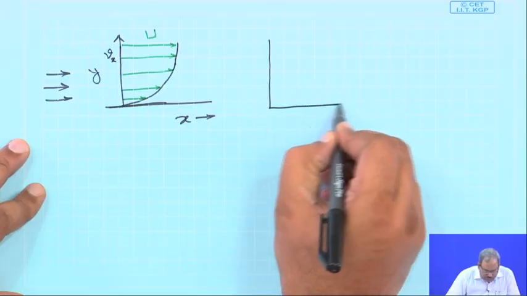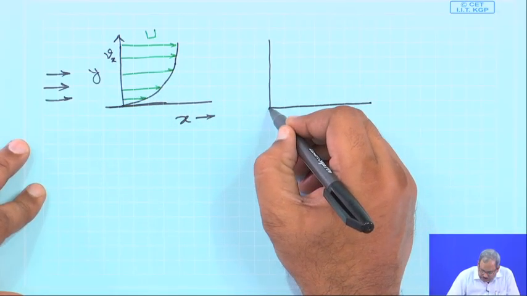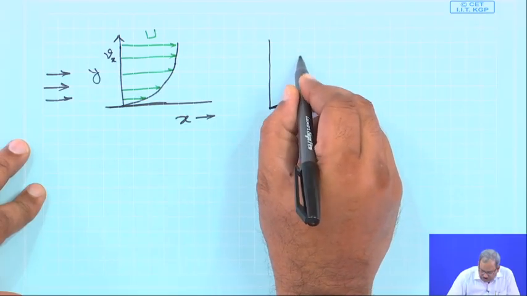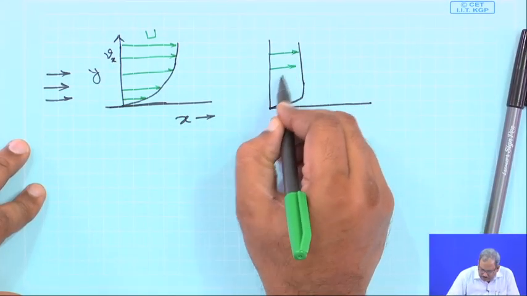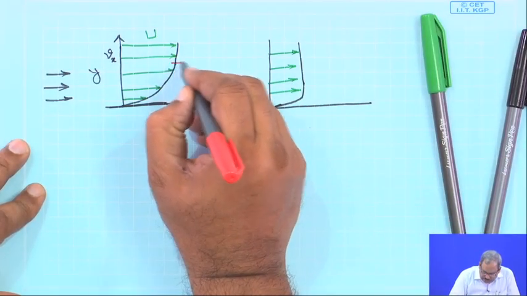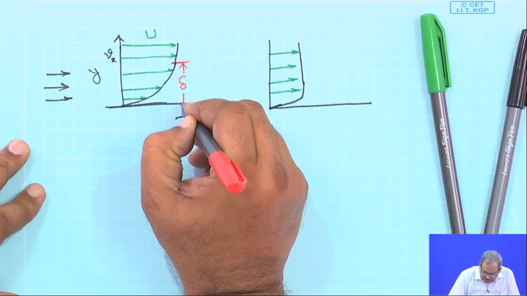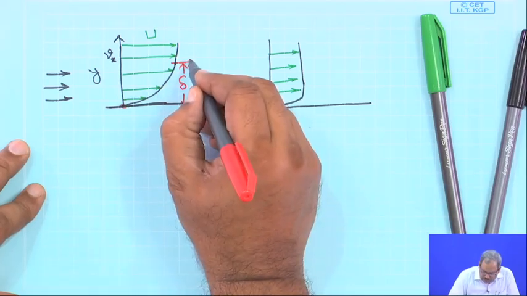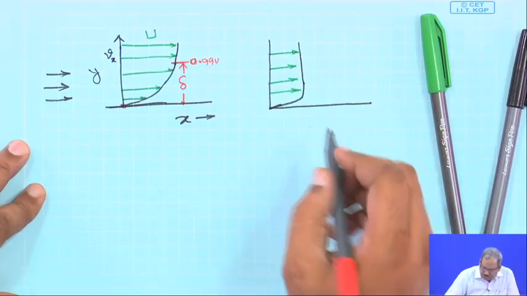Similarly, if you plot the same thing for the case of turbulent flow, you would expect a profile of velocity like this. It goes up to maybe this point. So, this is the hydrodynamic boundary layer thickness, and over this thickness the velocity varies from 0 to roughly u, or to be specific, about 0.99 u.